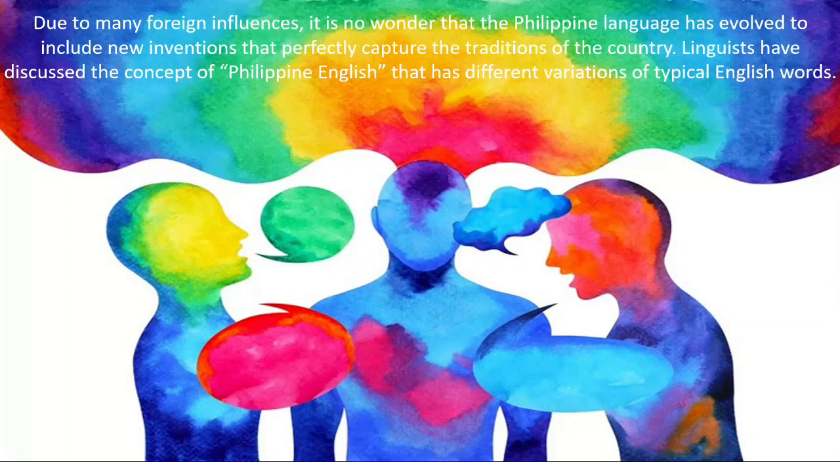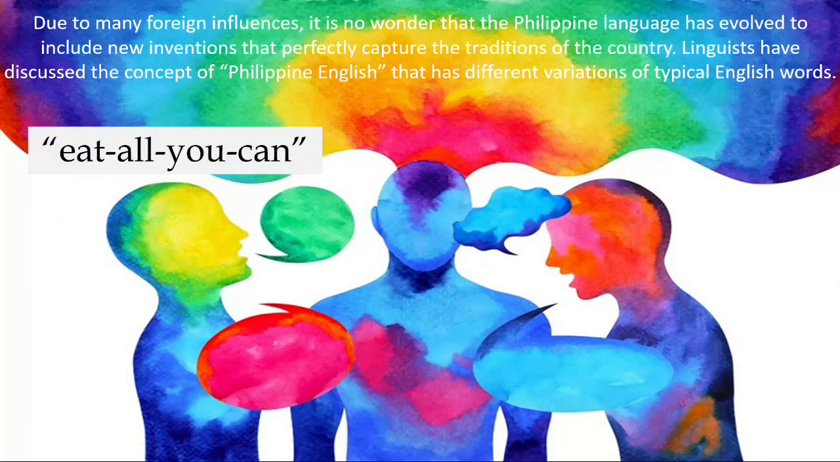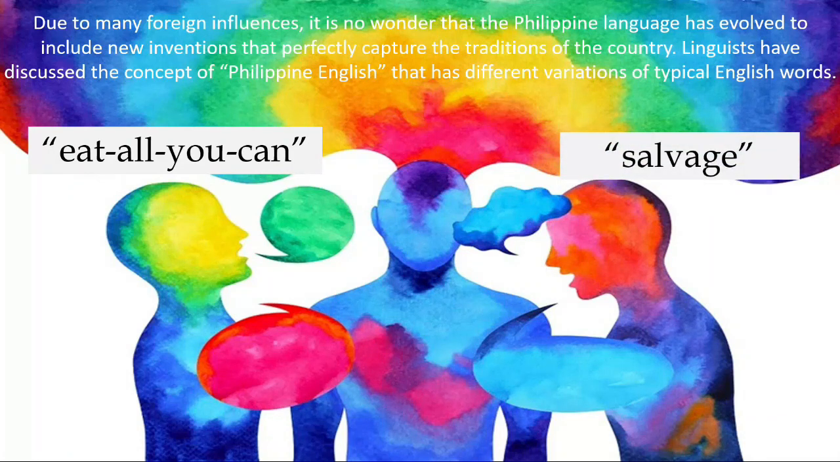Linguists have discussed the concept of Philippine English that has different variations of typical English words. Examples of these words are, we have eat all you can. Okay, that's available in Mang Inasal, class. We have the word salvage, no? So originally it means an act of saving or protecting someone or something from destruction or danger. In Philippine English, it is often associated to murder. Okay?